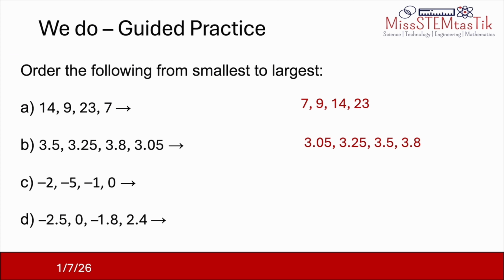C, we got negative numbers. So you got minus 2, minus 5, minus 1. Minus 5 is the smallest, even though it's a larger number, because it is negative, it's got the smallest value. And then for the last one, you've got a mixture. And just remember, the negative numbers are smaller than positive numbers when you are ordering those from smallest to largest.